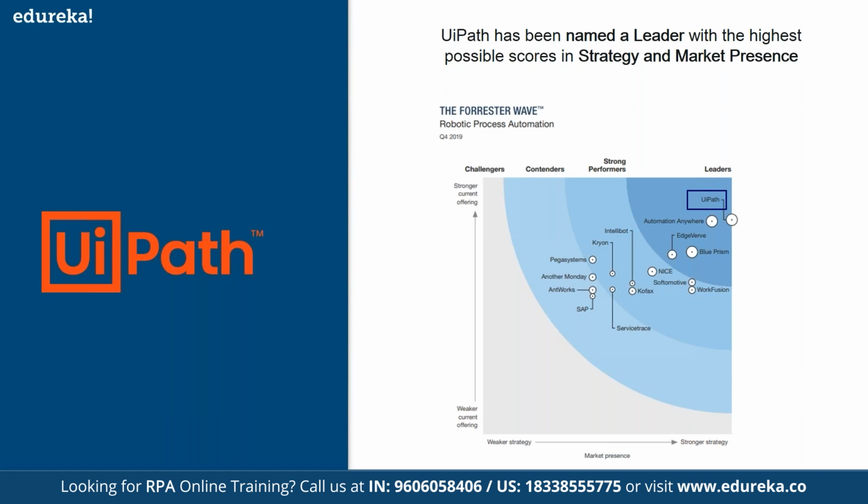That is the Forrester Wave, which gives us the analytics of how the tool is performing in the market. The quadrant is divided into different categories. On the top right, you can see the leaders in RPA. Then there are the strong performers, contenders, and challengers. This analysis says the leaders quadrant has UiPath, Automation Anywhere, Blue Prism, and Edgeverve. When you compare all these together, UiPath is the master.